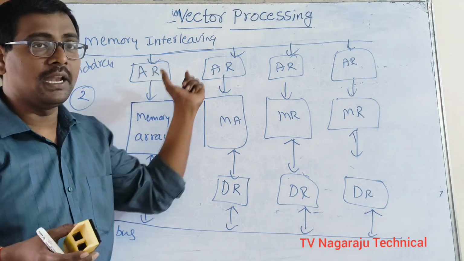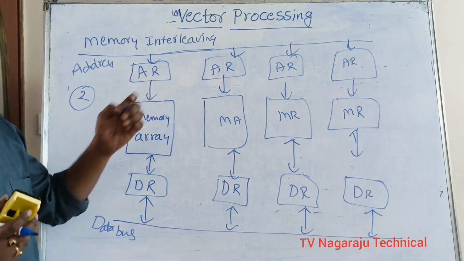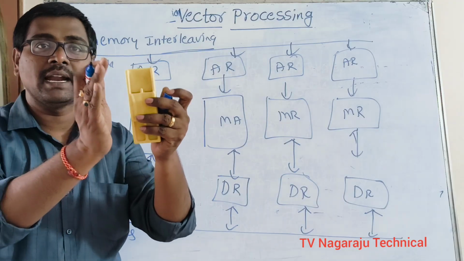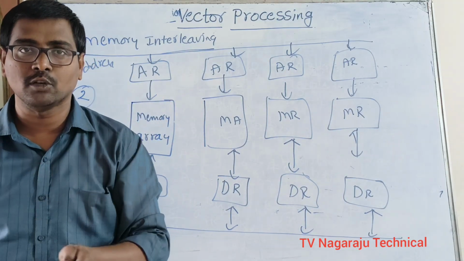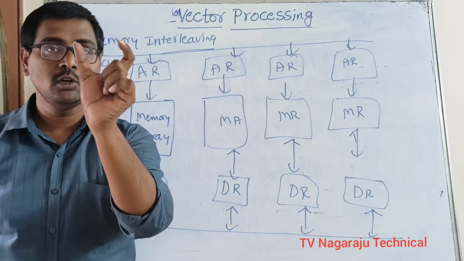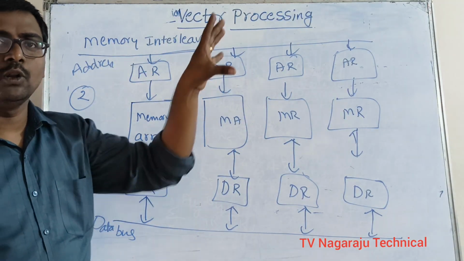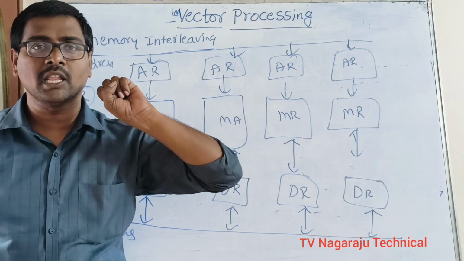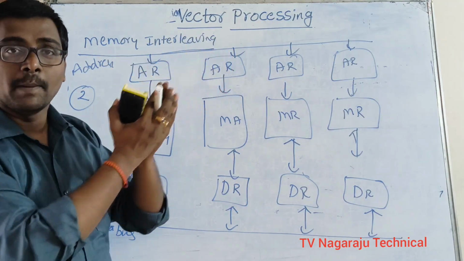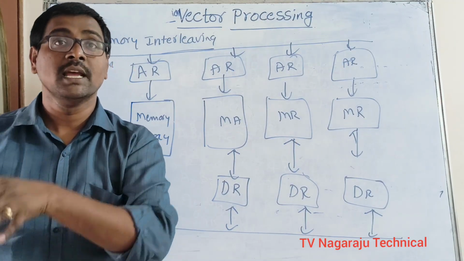Based on the least two significant bits, the corresponding memory module is selected. So this is the advantage of interleaving. That means we are assigning different addresses to different memory modules. For example, if you have only two memory modules, even addresses are placed in one module, odd addresses are placed in another module. Again, what is the advantage? Some modules are used for memory access, some modules are used for read and write operations, like that.